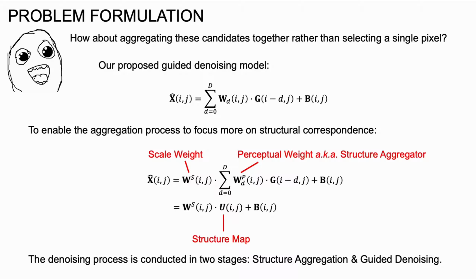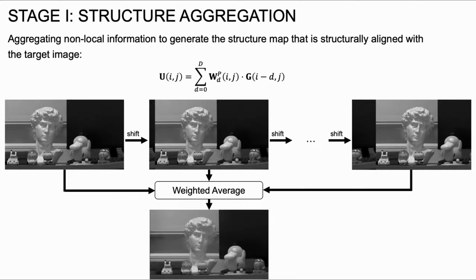Further, to enable the aggregation process to focus more on structural correspondence than structure intensities, we split the weight into two parts, a perceptual weight and a scale weight. The perceptual weight aims to regress the target structures and generate the structure map, which we also refer to as a structure aggregator. The scale weight is used to adjust the structural intensity to match the target image. So, our guided denoising process can be divided into two stages. We design a convolutional neural network, called SANet, to accomplish the entire denoising process. In the structure aggregation stage, we aggregate non-local information from the guidance image to generate a structure map that is structurally aligned with the target image.